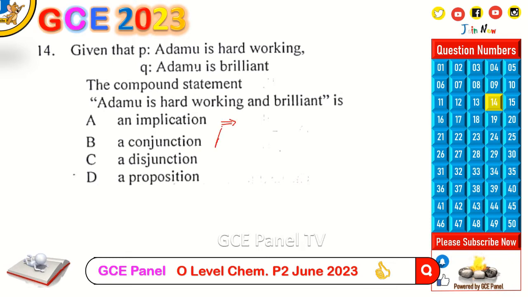Then for conjunction, this is what we have. Disjunction, like union, and this is it. So what do we have here? And which of these represents and? Is this conjunction? Okay. And he's hardworking and brilliant. So our key here is B.